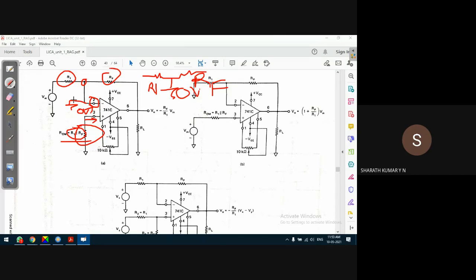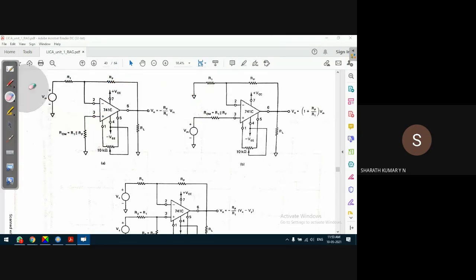So this is an inverting amplifier, a DC inverting amplifier with the input voltage being DC. If you connect AC, it becomes an AC amplifier. Nothing much of a difference. So this is the gain of the amplifier, minus RF by R1. This also we have seen how to derive.